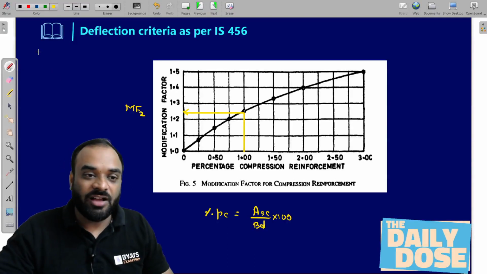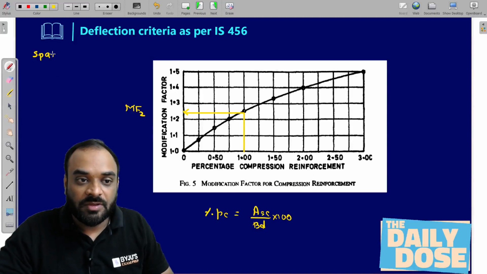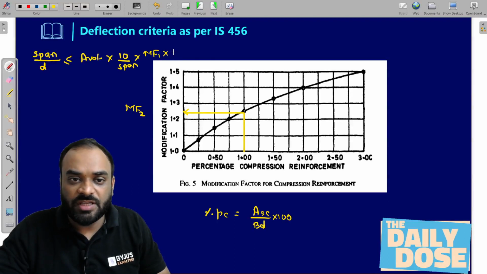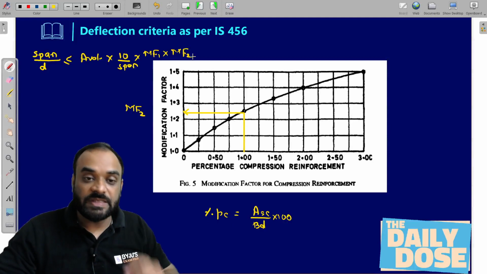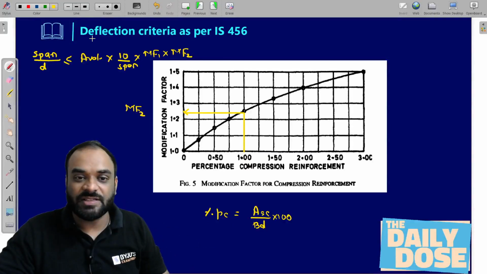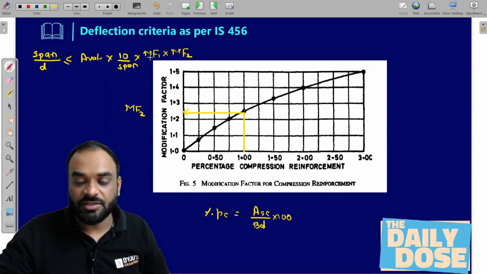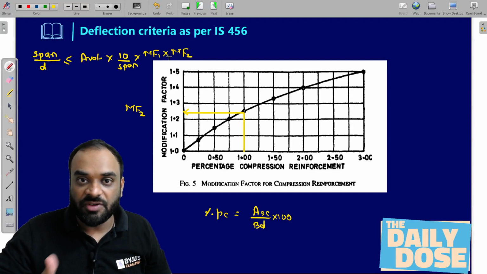Now our formula again will get changed and it will become span by d less than or equal to A value multiply by 10 by span multiply by modification factor 1, or you can say cross multiply it modification factor 2. So this is our next formula, right? Or you can say that this is our formula in which we have included all three conditions: when the span is greater than 10 meter, modification factor 1, modification factor 2.